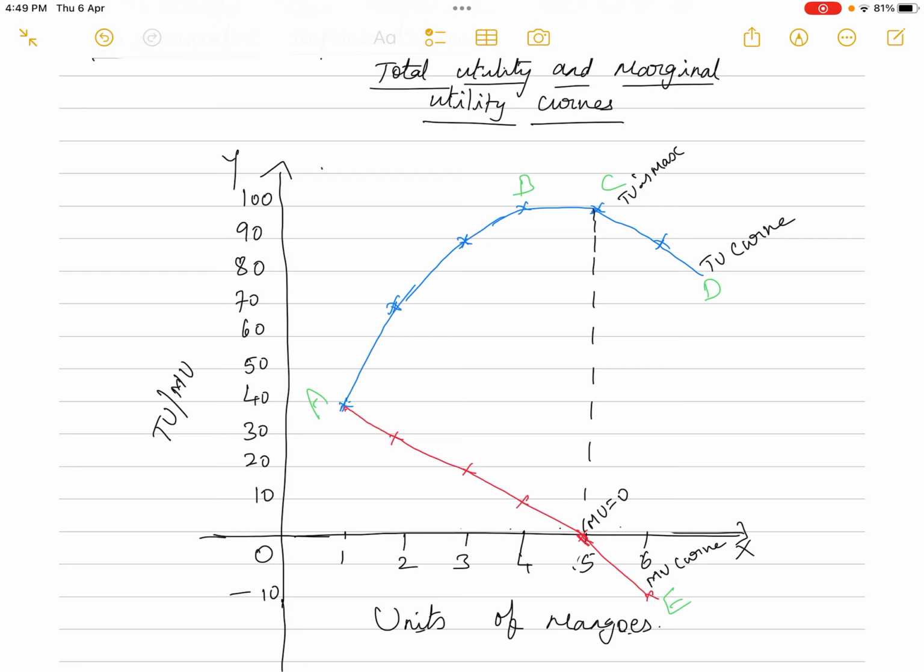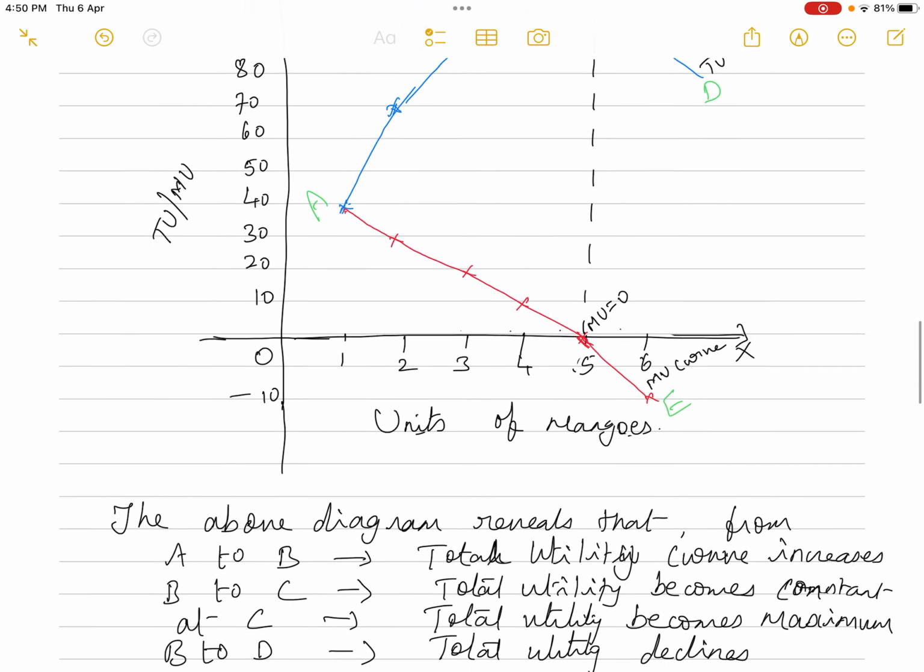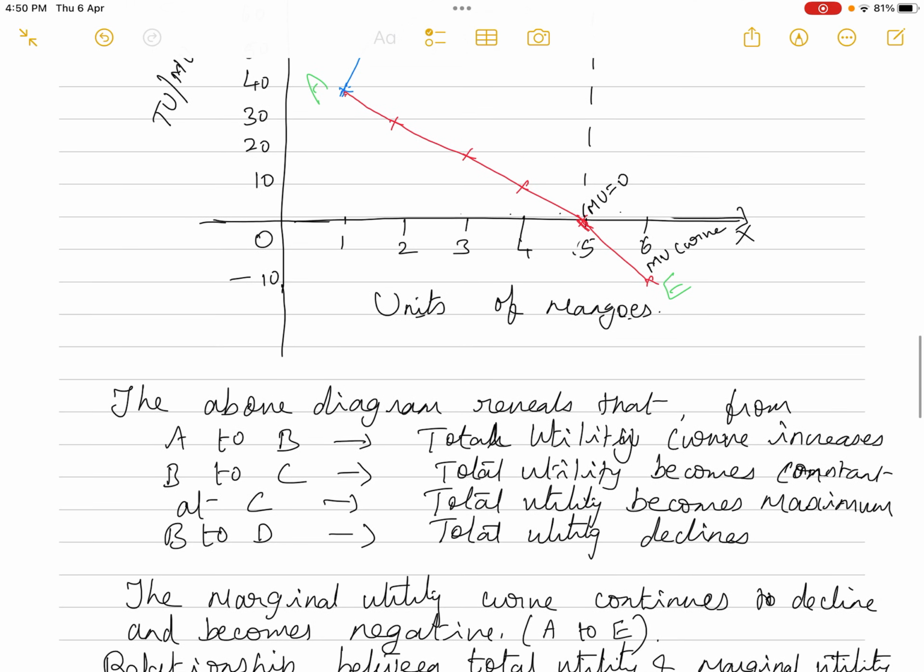And after plotting the diagram and naming the curves like that, please don't fail to mention the TU curve and the MU curve. And at the fifth unit, connect with dotted lines from the fifth unit to point C, and mention here MU is equal to 0. The more information you represent in the diagram itself, the better. And then the same thing you explain in words.